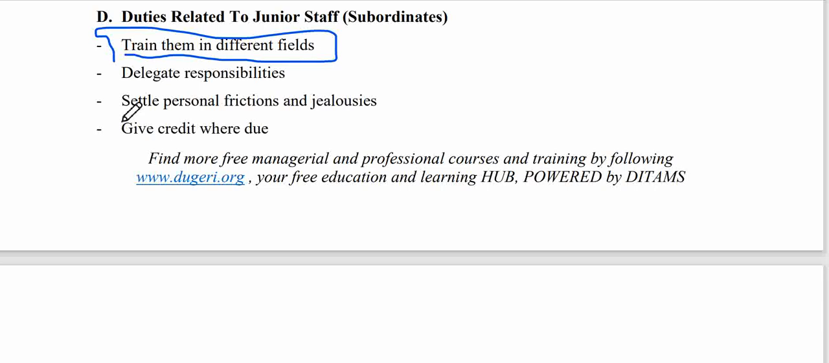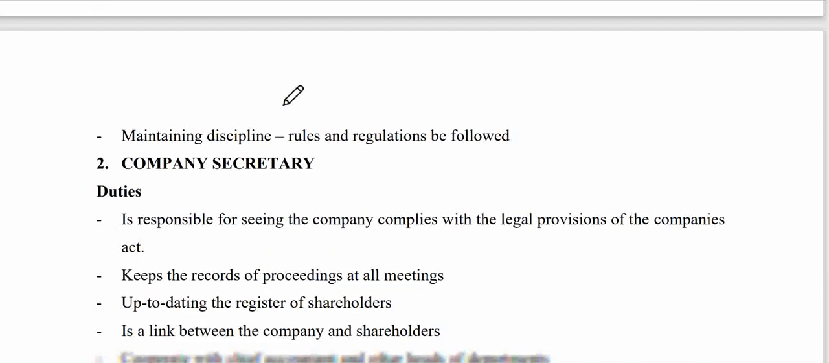If somebody has done a good job, it takes nothing to tell the person, you know what, you really did a good job, and we are proud of you. Part of motivation. Next, maintaining discipline. That is to say, rules and regulations to be followed in organizations need to be monitored by the top manager to ensure that every person is following them. If we say Monday to Friday, make sure you're wearing uniform, that is the rule and regulation for us.